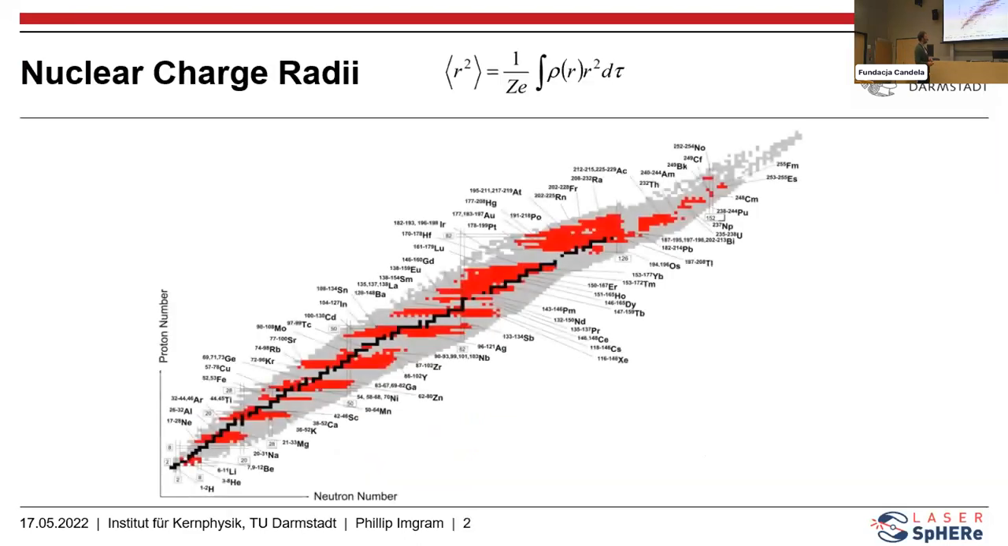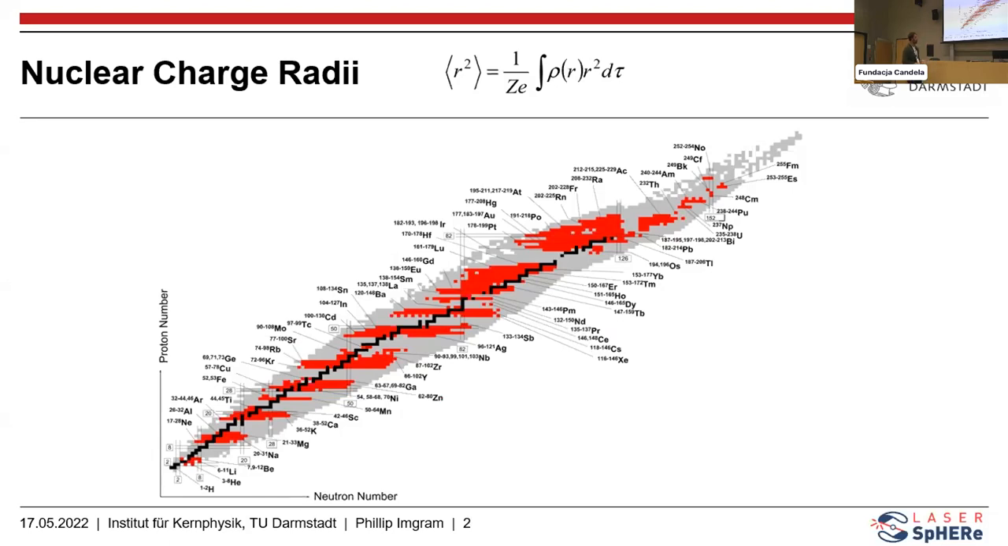So I want to start with a short reminder, which probably all of you know. You can see here the nuclear chart. And if you want to describe the nuclei in the nuclear chart with nuclear physics, you need some observables where you can benchmark your theory against. One main observable is the size of the nucleus, and this is usually defined by the mean square charge radius.